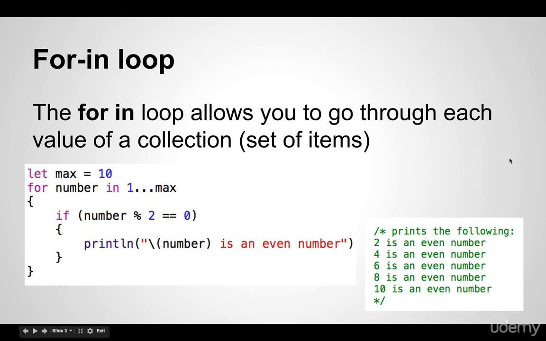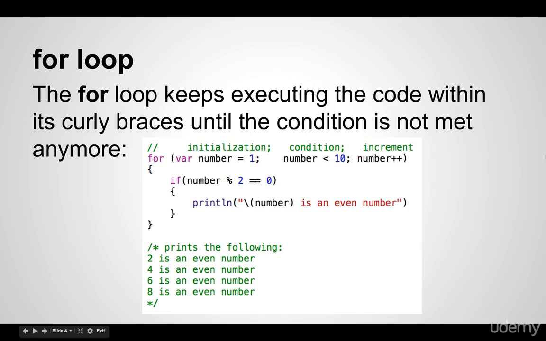Okay, all right. Next one, the for loop. The for loop keeps executing the code within its curly braces until the condition is not met anymore. By not met means that it's false. Okay, so let's take a look at the example here. As you can see, there's an initialization, a condition, and an increment within the for condition. So the statement has for the variable number is 1, so we're initializing a number variable, that's 1. The condition is number is less than 10, and then the increment is number plus plus.